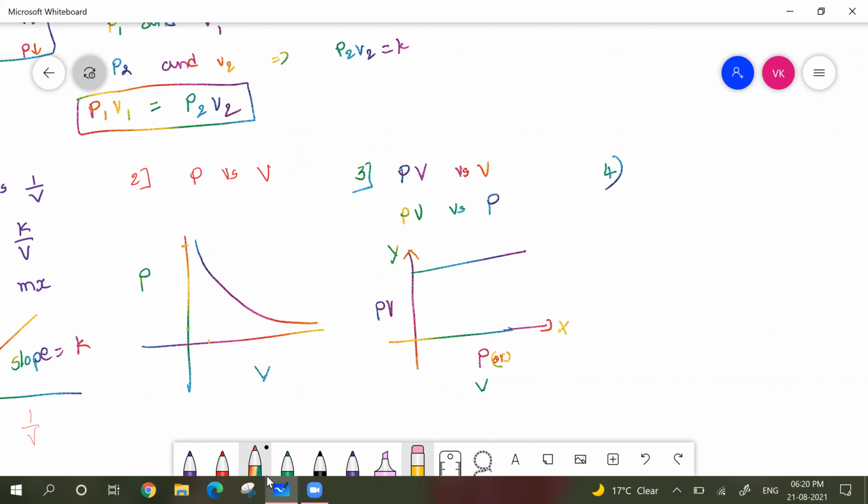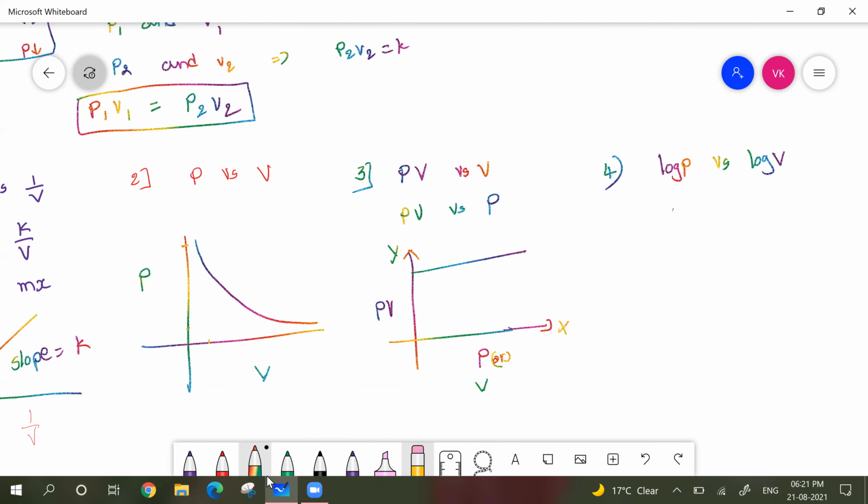That is log P versus log V. What graph are you going to get? Here they may ask you a question: what is the slope of the log P versus log V graph? So they may ask very important questions, students.